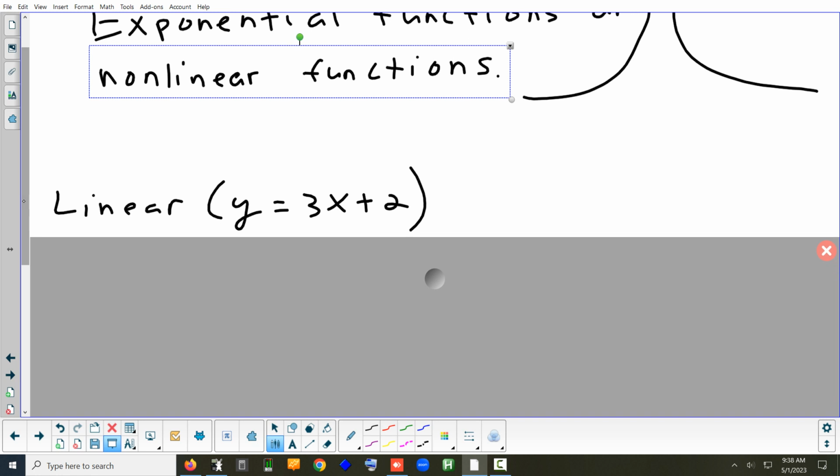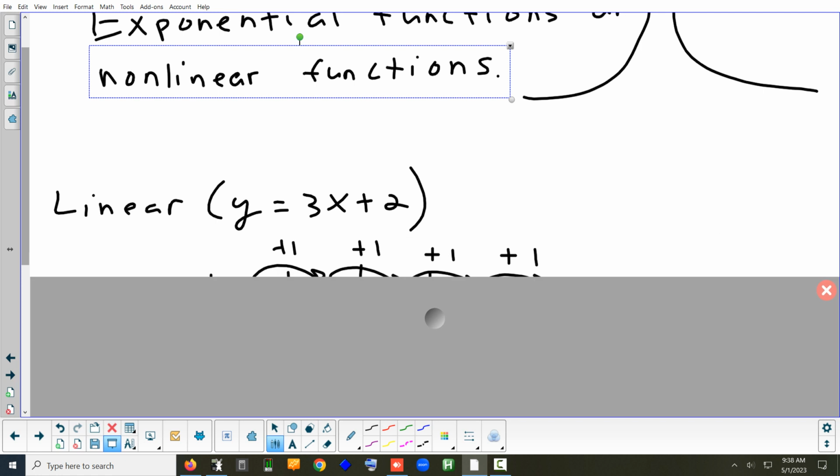Let's look at an example of something that is linear, something we've done before, and then we'll look at an example of the kind of table we're going to do today. Okay, let's start with a linear one.